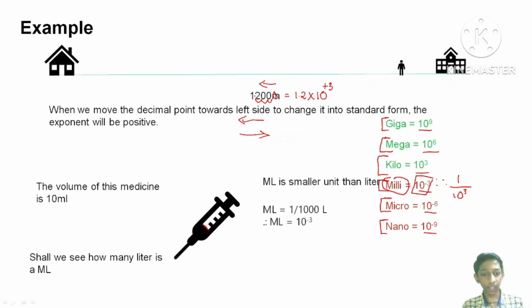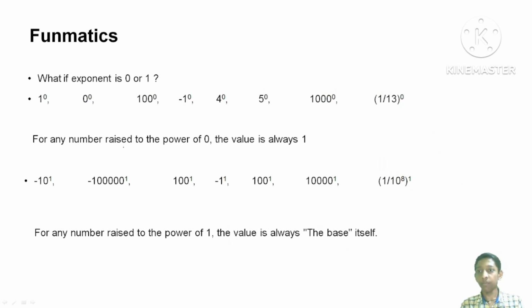We can write it as 10 into 10 raised to the power of negative 3, because 1 ml is 10 raised to the power of negative 3 liters. Then 10 milliliters is equal to 10 into 10 raised to the power of negative 3 liters. So this will be 0.01 liters. This is another example of changing usual form into standard form. Now let's move to some Funmatics.